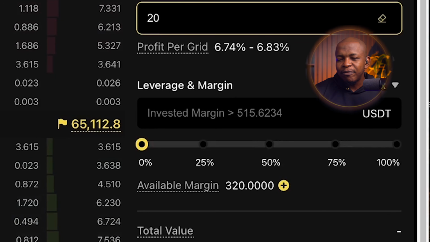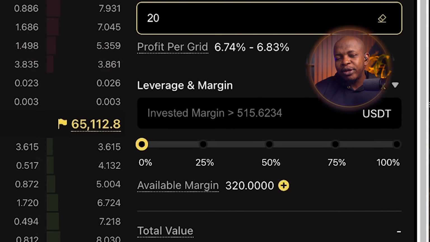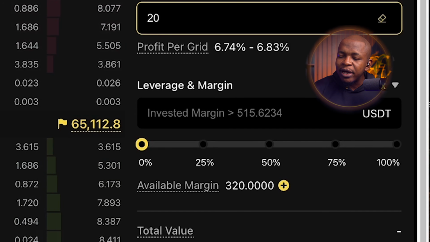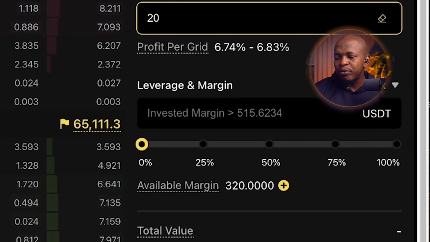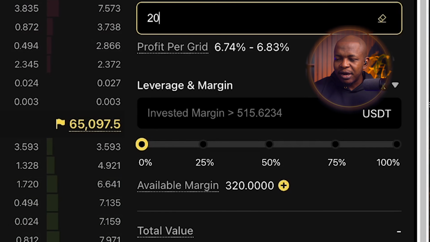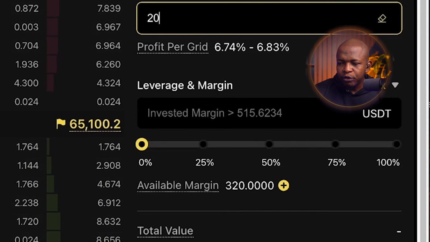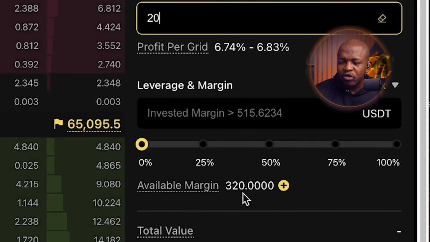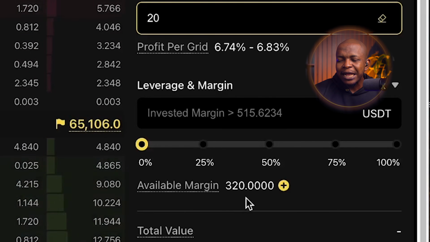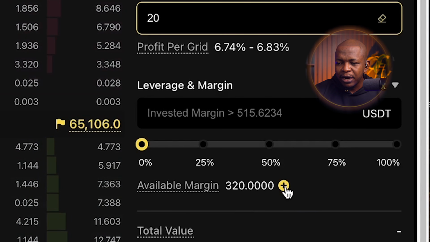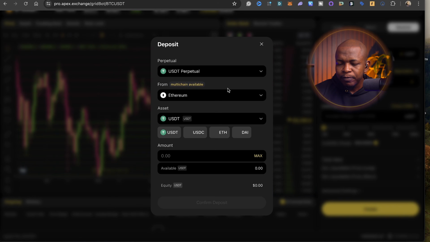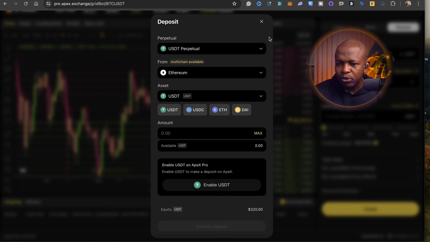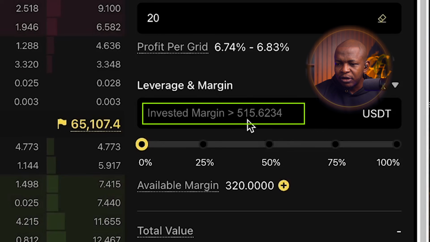I would suggest if you have a lot more money, you should use more grids. So take more frequent trades. So even when the market is not moving that much, you're still making profits. But if you don't have that amount of money, you can use much fewer grids. So if I go ahead, what I have here is $320 in this account. I can add more money to it by clicking on this plus sign here. And I want to make it up to this amount here, this suggested $15.